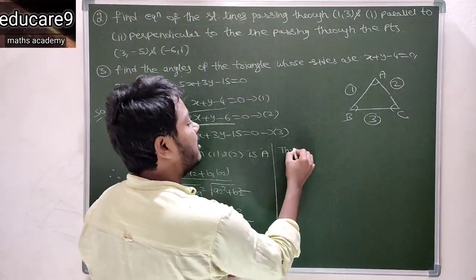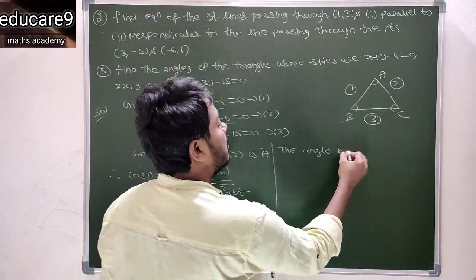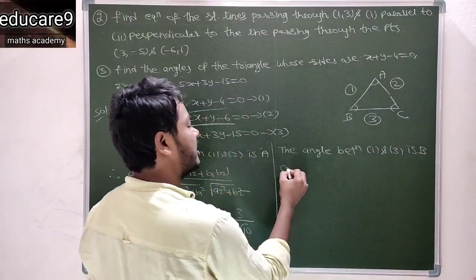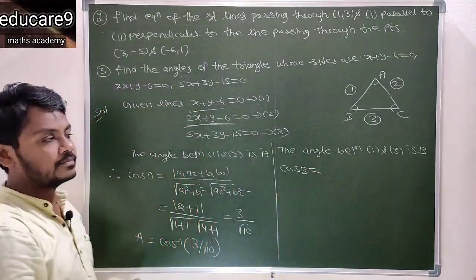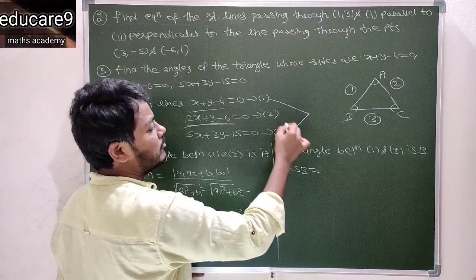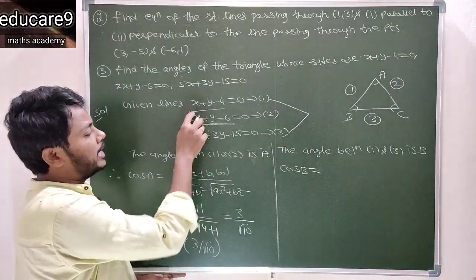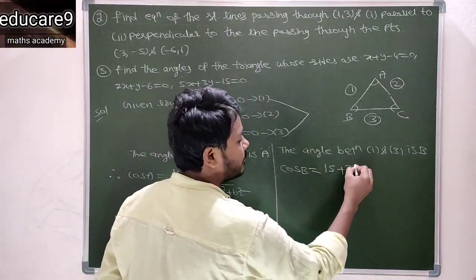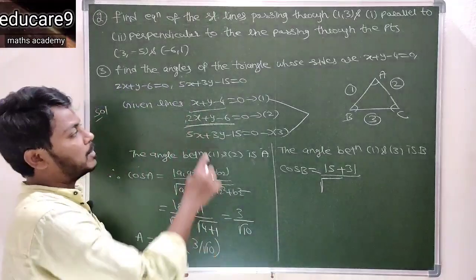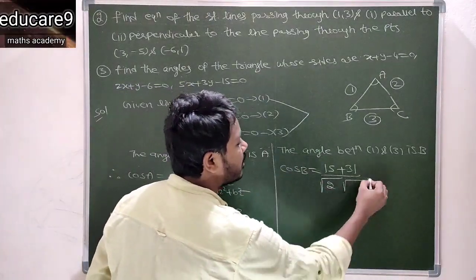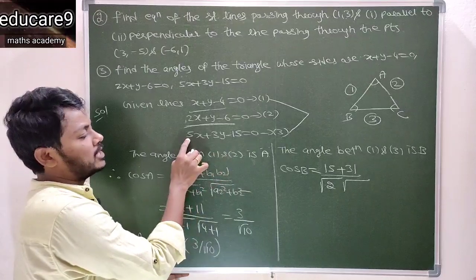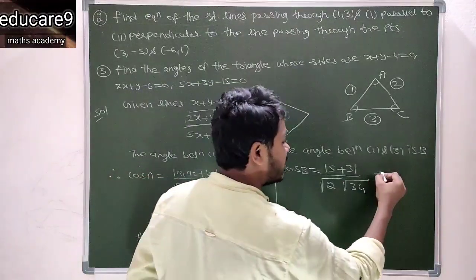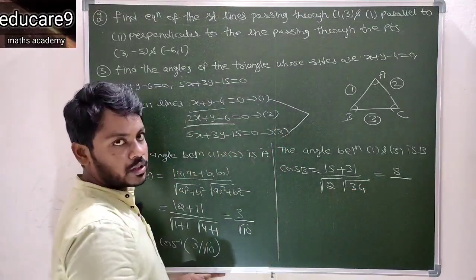So clearly the angle between 1 and 3 is B. So clearly what is cos B formula? Same formula only. No? So clearly we have to use these two, first and last. So see here A1 A2, 1 into 5, 5, plus B1 B2, 1 into 3, 3. So divide by square root of A1 square plus B1 square, you will get 2. And A2 square plus B2 square, so 5 square 25 plus 9, 34. So clear, this is 8 by root 2 into root 34.